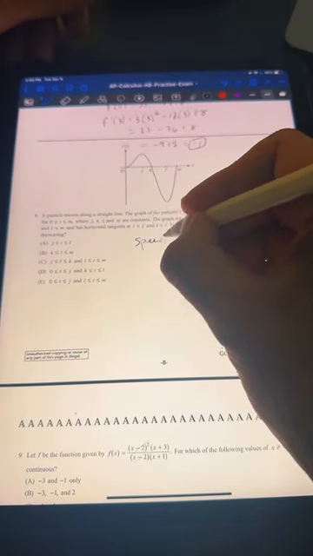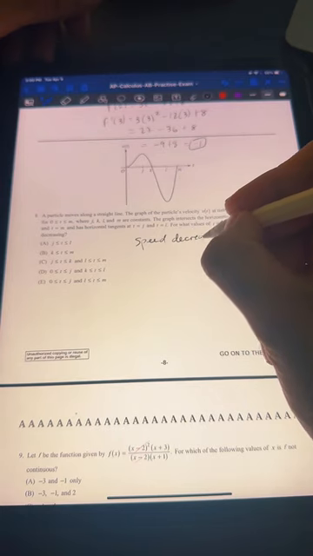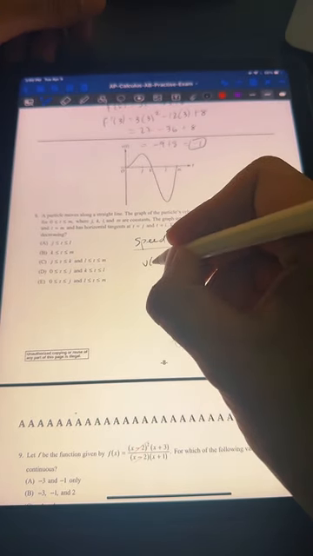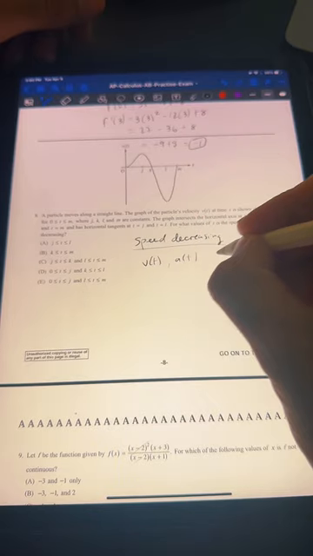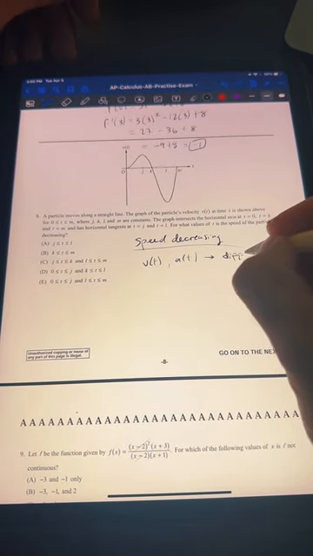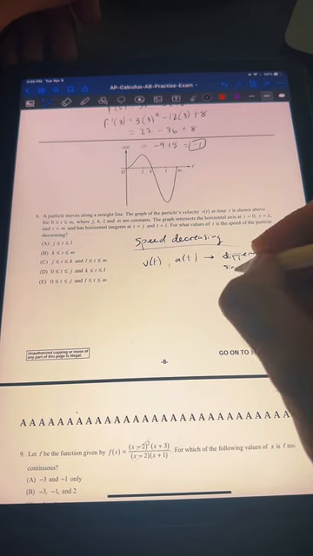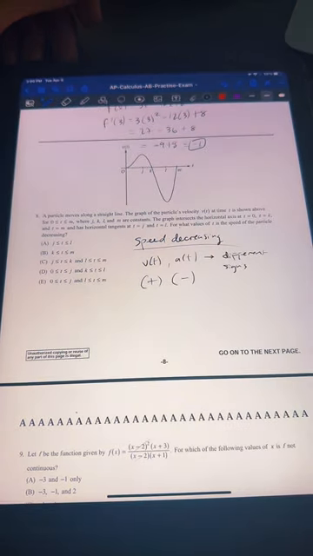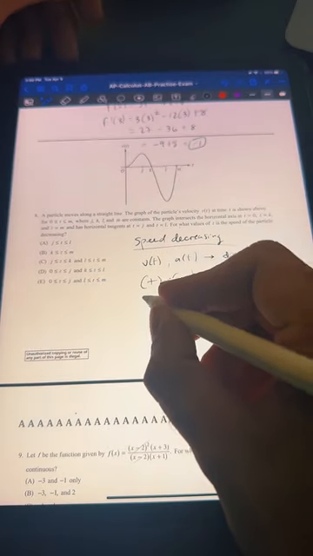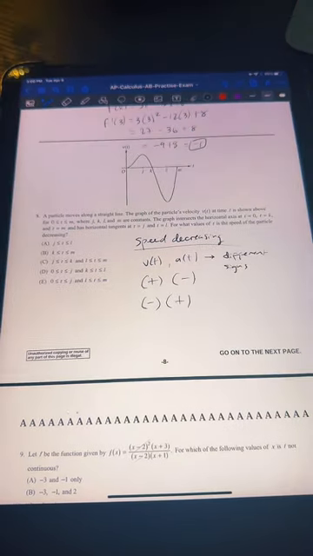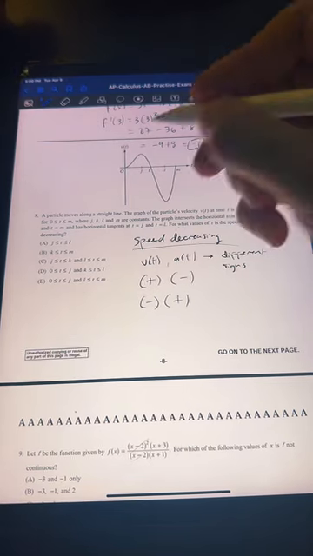If the speed is decreasing, then that means the velocity and the acceleration have to be different signs. So different signs. In other words, if the velocity is positive, then the acceleration has to be negative. And then the other way around, if the velocity is negative, then the acceleration has to be positive. So this is where we have to be really careful.